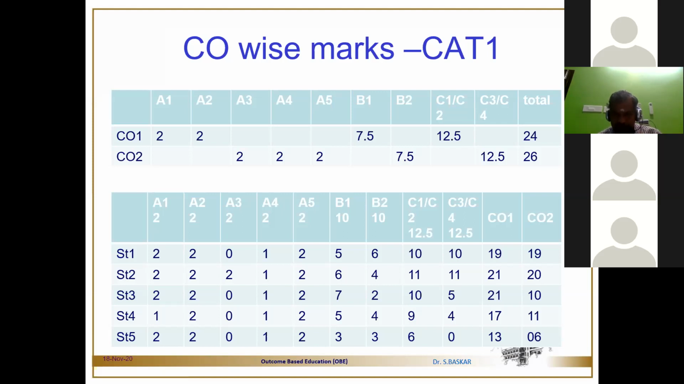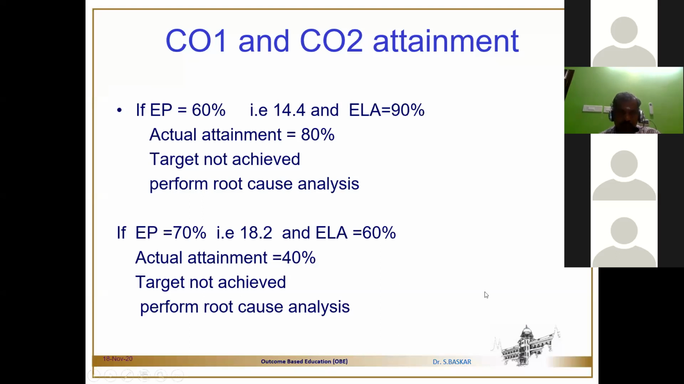Similarly, the second also satisfies your expectation. Third, fourth also, because all are greater than 14.4. When it comes to the last student, he scored only 13 marks. Therefore, he or she is not able to satisfy your expectation. Therefore, out of 5 students, 4 students satisfy our expectations. Course outcome attainment is nothing but the number of students who satisfy your expectation divided by the total number of students. Therefore, 4 by 5 will be equal to 80%. Therefore, the actual attainment of CO1 will be 80%.